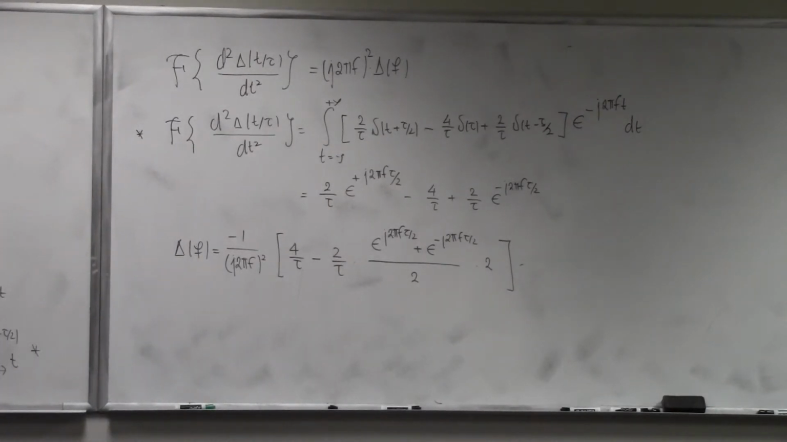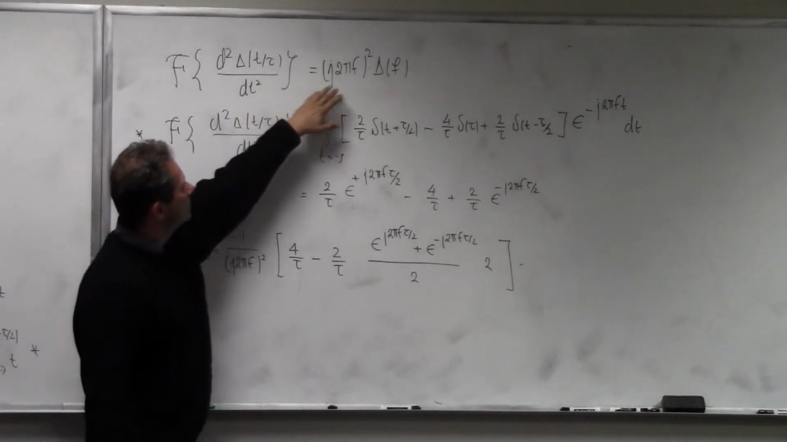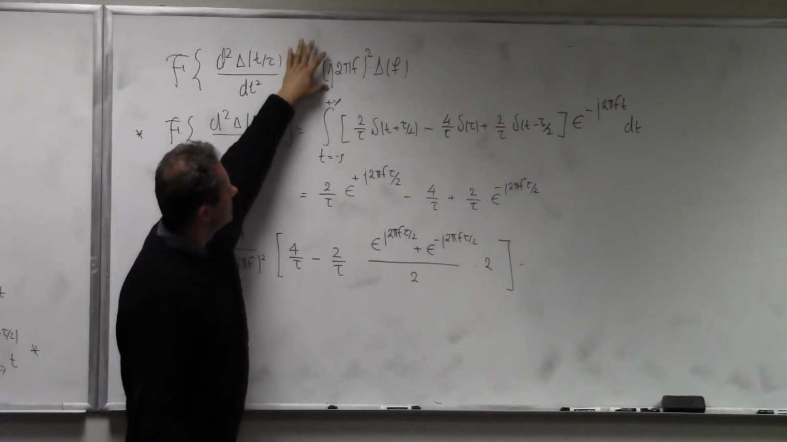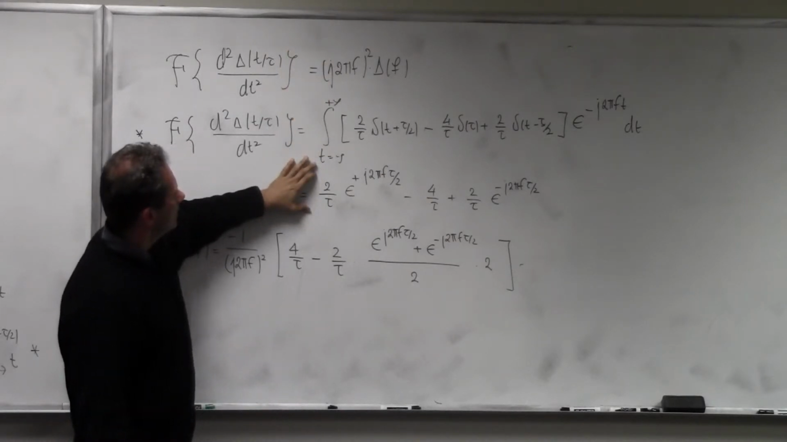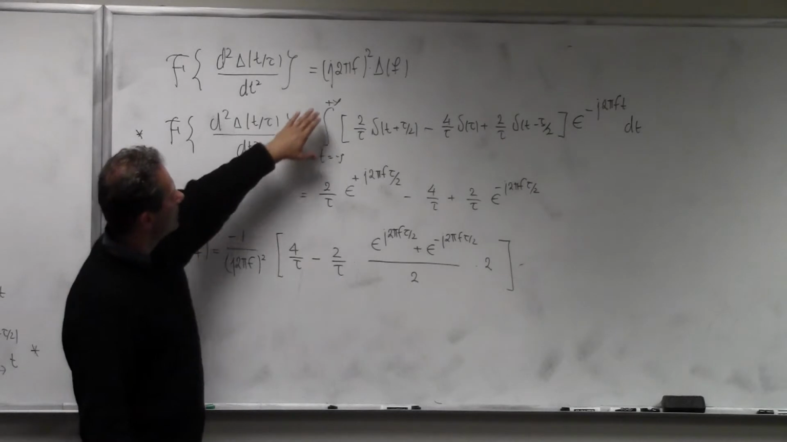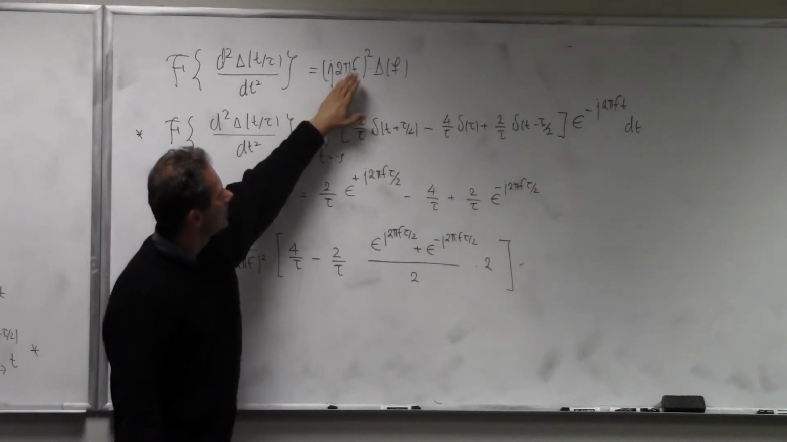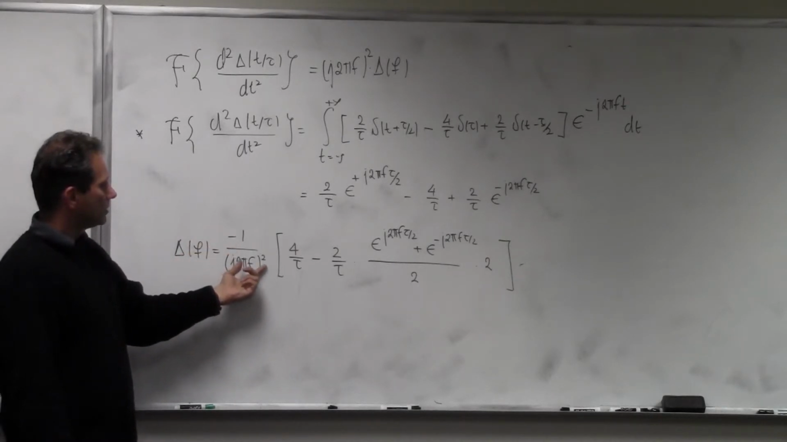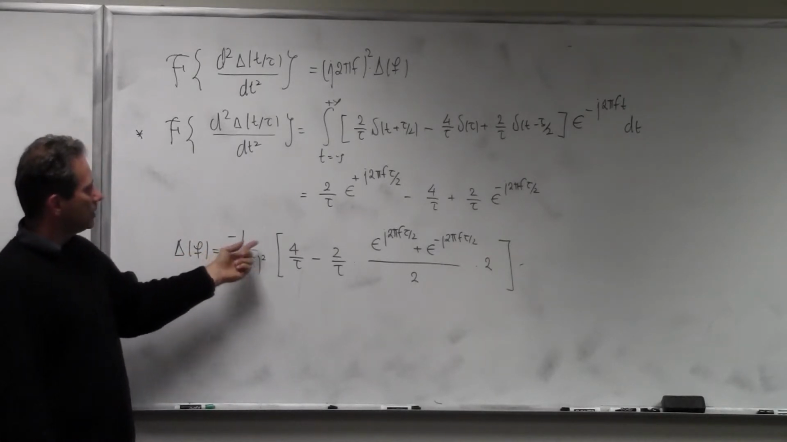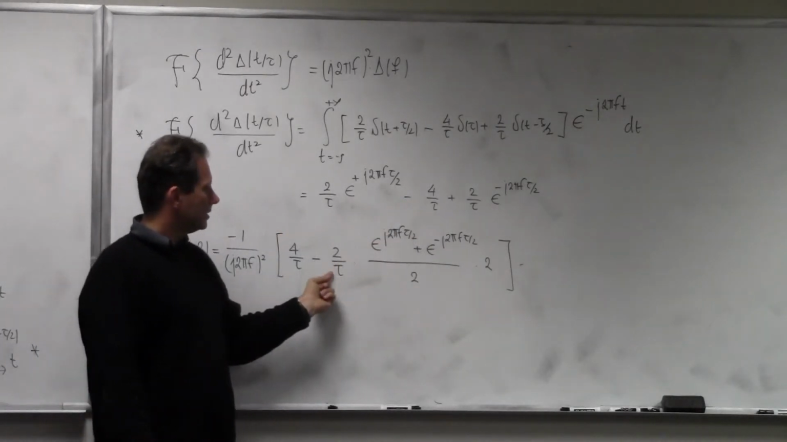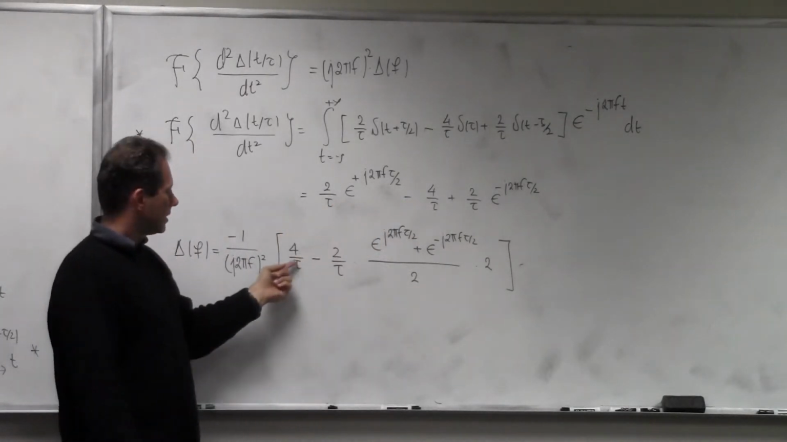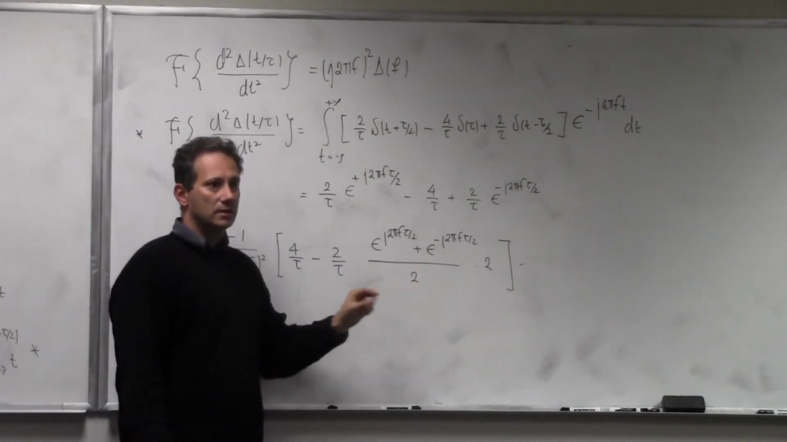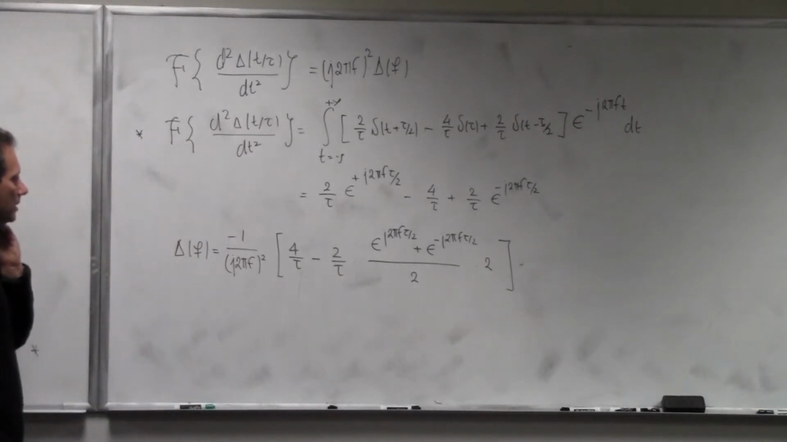So let me explain the steps here. If you look, this is equal to this, right? So equate the right-hand side. This is equal to this, and then take both sides and divide by j 2 pi f quantity squared. So you have delta f equals 1 over j 2 pi f quantity squared. I put the minus 1 outside because I want to make this one positive and these two other negative. So I have 4 over tau, 2 over tau, and then I have 2 here and 2 here, that obviously I'm trying to make a cosine.